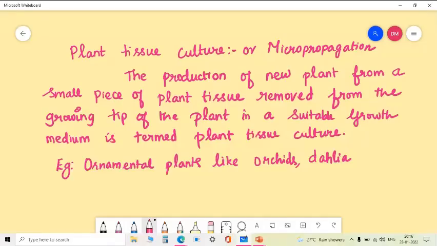So, how do you define plant tissue culture? It is also called micropropagation, where we take only some portion of the plant tissue and induce the growth of a new plant. It is the production of a new plant from a small piece of plant tissue taken from the suitable growing tip of the plant body, so that it can be transferred properly into a growth medium and allowed to grow. Certain plants, especially ornamental plants such as orchids and dahlia, are propagated by this micropropagation or plant tissue culture technique.